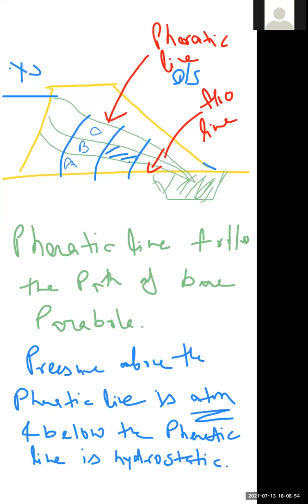Above the phreatic line the pressure is atmospheric pressure, and the phreatic line is the topmost flow line, and below the phreatic line, pressure is hydrostatic pressure.